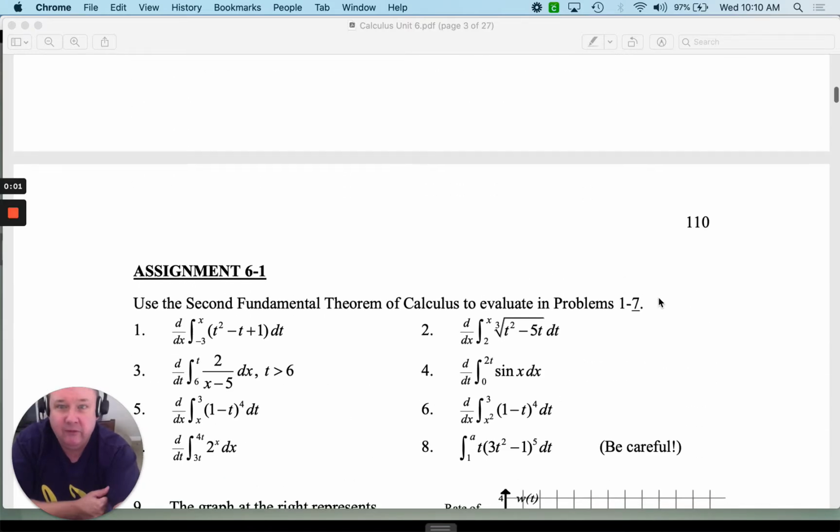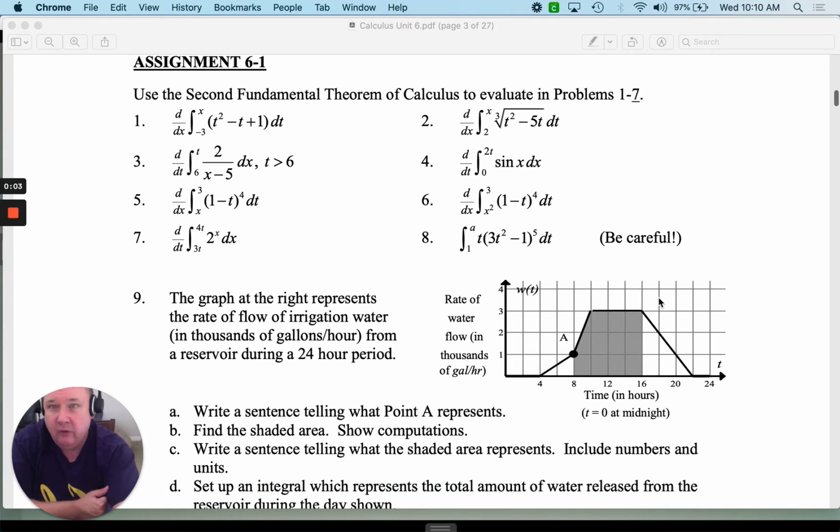All right, this is assignment 6-1. So let's start here. This is the second fundamental theorem of calculus, or part 2. We're going to practice it together. So let's write down question number 1.